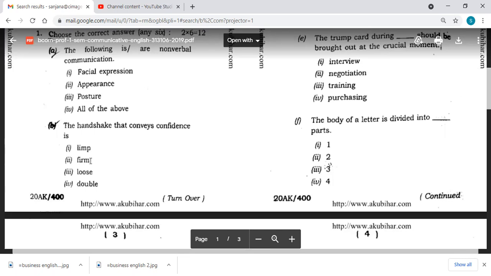What is the meaning of firm? Your grip should be totally firm. Your handshake should be firm.